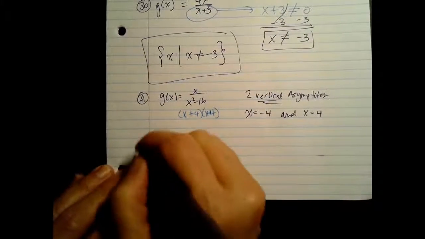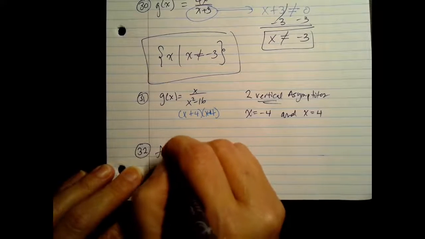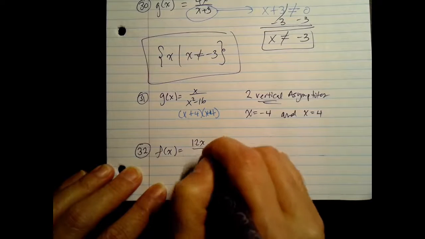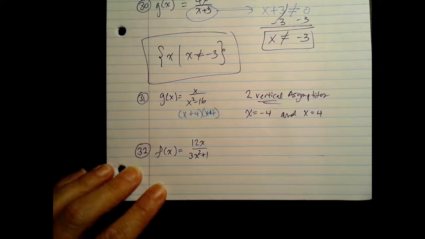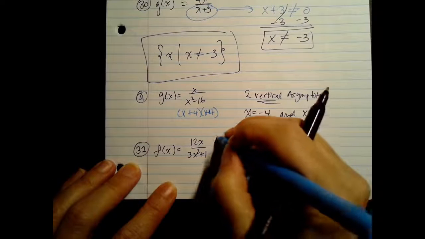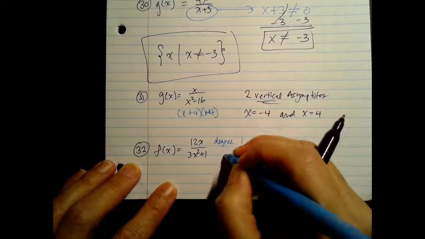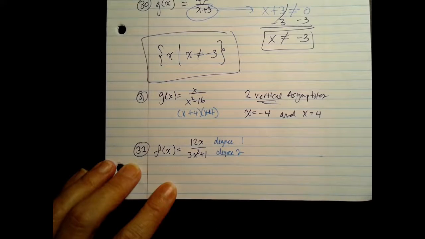Number 32. Horizontal. So f of x is equal to 12x over 3x squared plus 1. Okay, so number 32. So you have to go back and remember the rules about your horizontal asymptotes. Remember, these are the ones where you look at the degree. So let's get our degrees first. So our numerator, the degree is 1, and our denominator, the degree is 2.